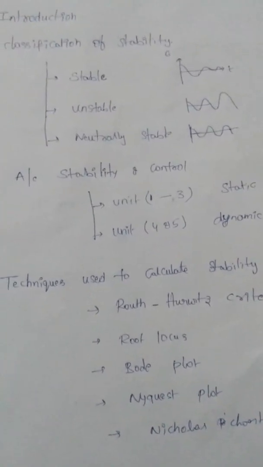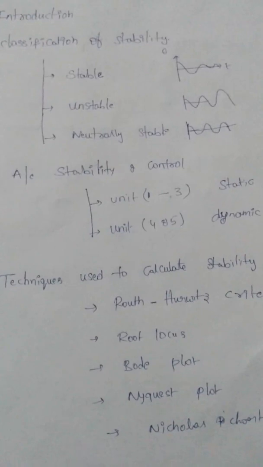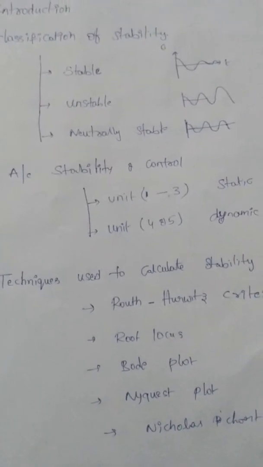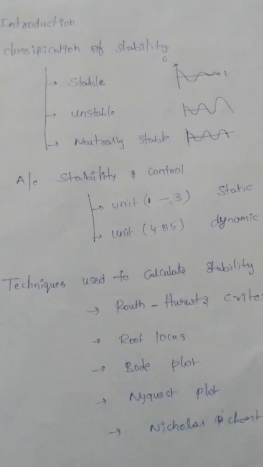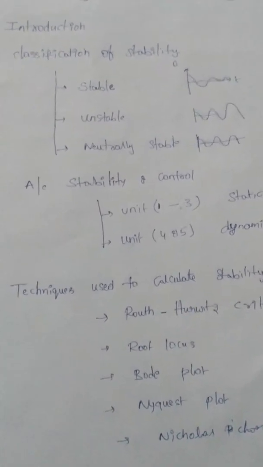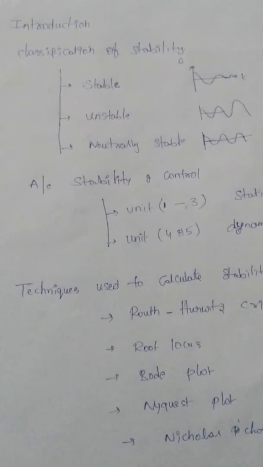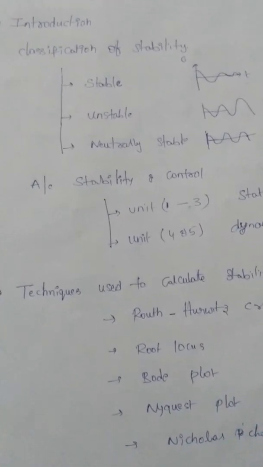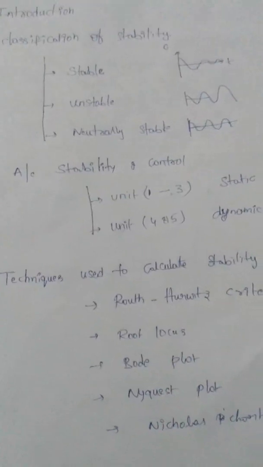If it is a higher order characteristic equation, for example, if the order of the characteristic equation is 6, then it is very difficult to find the roots of the system. So in that case, mathematically we will use these techniques to find the stability of the system.